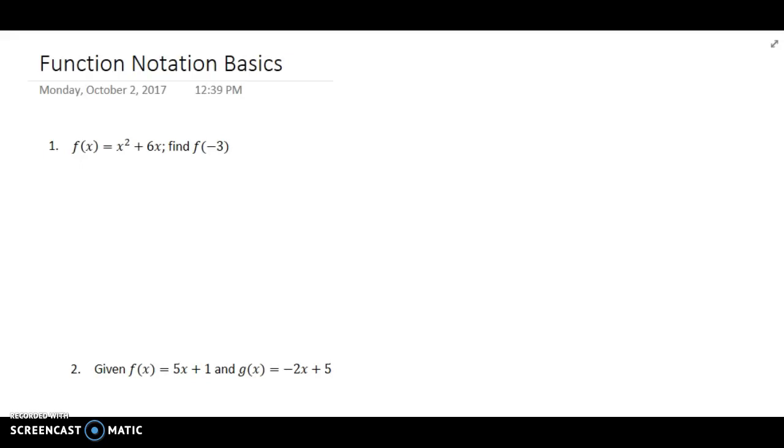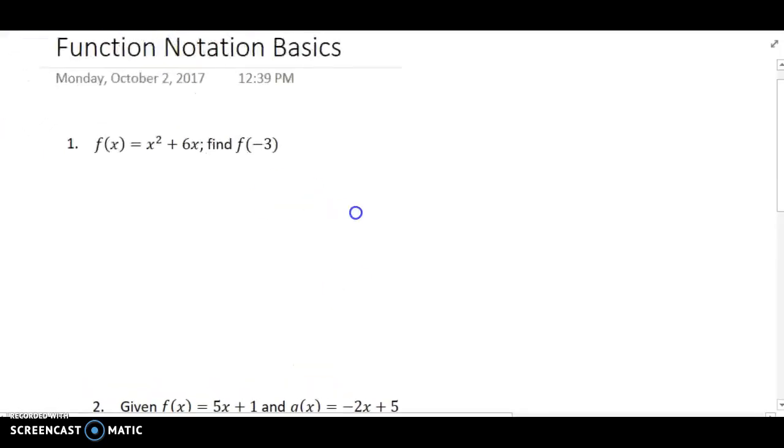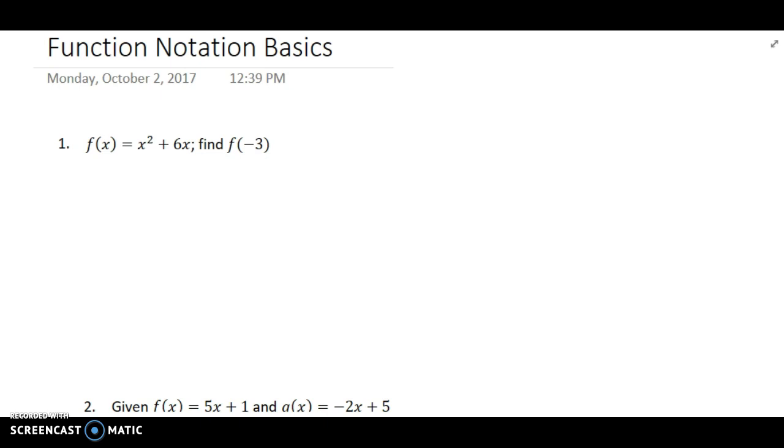So we're going to talk about function notation basics today, and what we're going to do is solve some of these problems. These are in function notation. Now, normally when we talk about function notation, we just change this f of x to y and then start solving. The issue is you get something that looks like this. So we're going to stop doing that. We're going to keep everything in function notation.